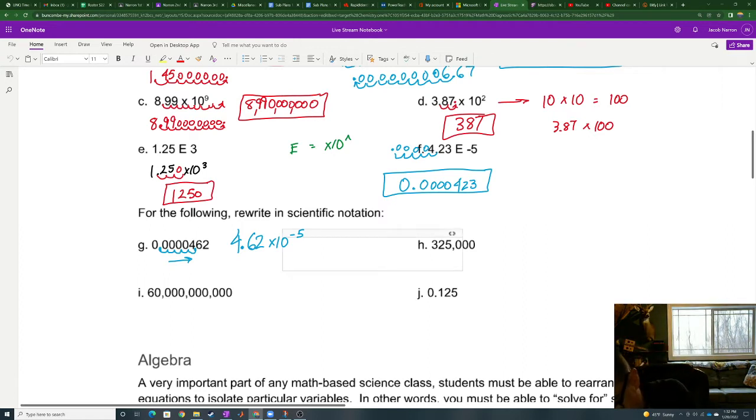I want the decimal to be right there, right? I want it to be 3.25 times 10 to the something. And I know I want it to be positive because, as I said, this is a very large number.